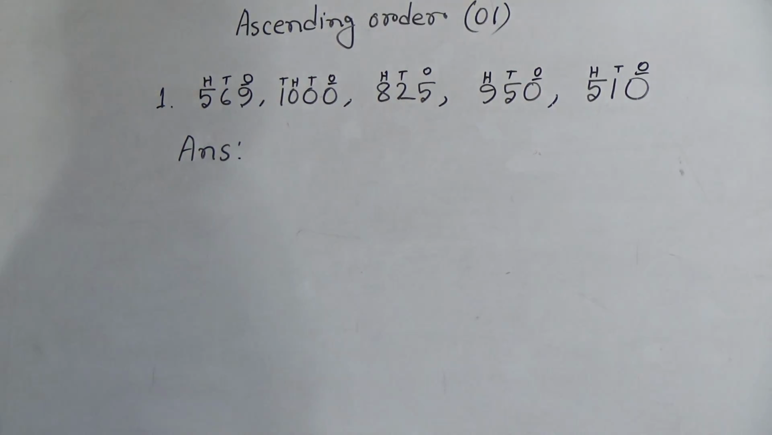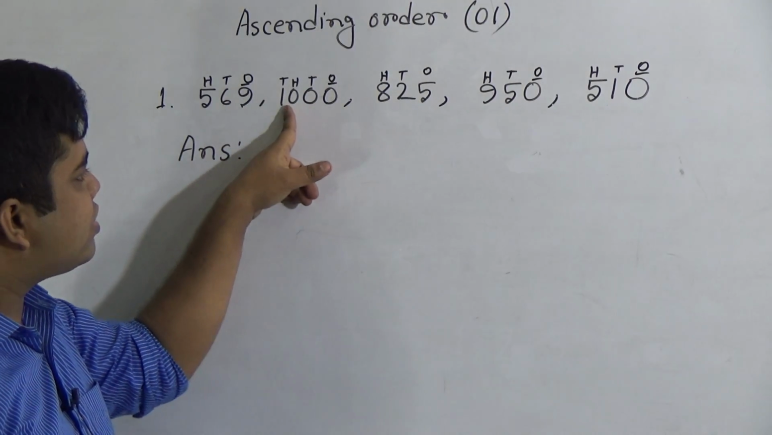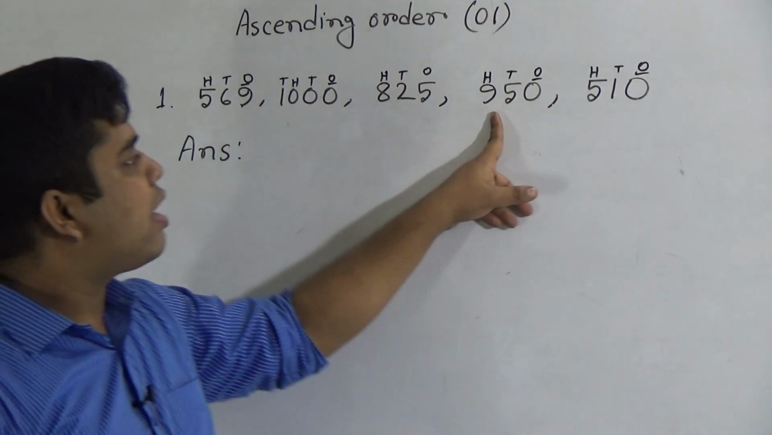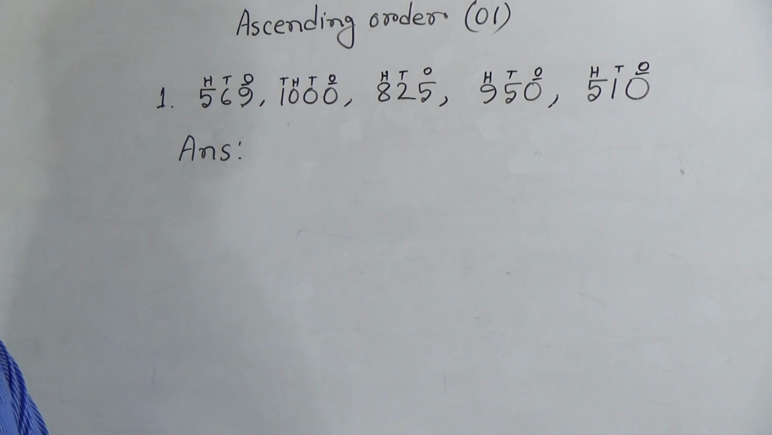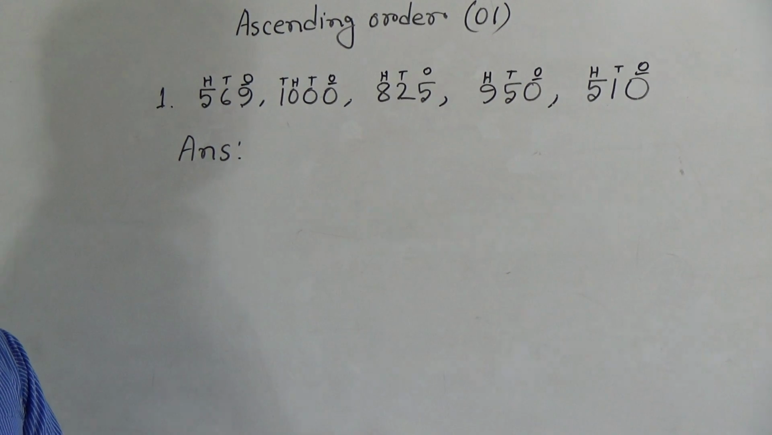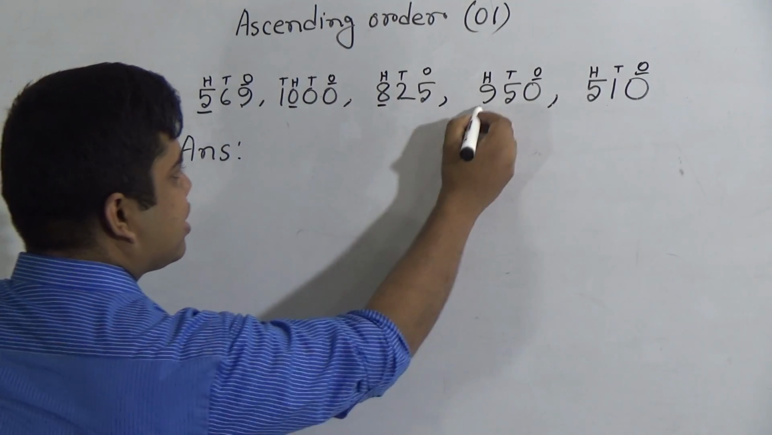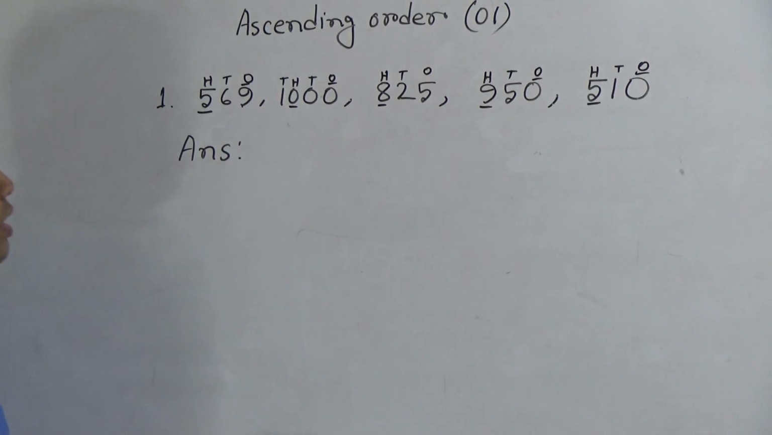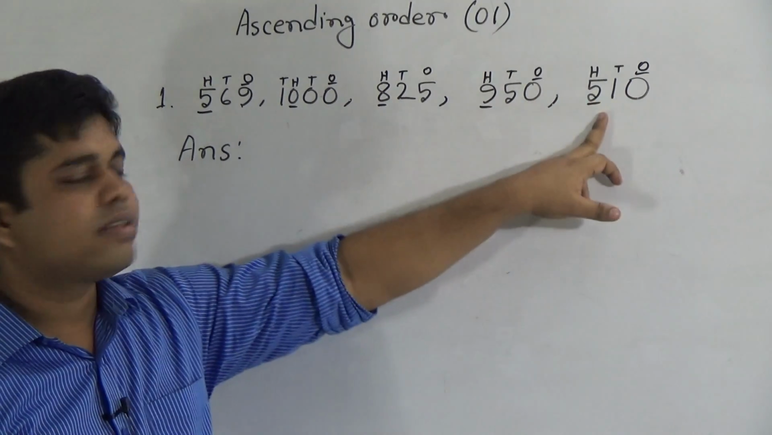Dear students, notice this is 569, 1825, 950 and 510. In order to find out the smallest number, at first we notice the hundred place digits of these numbers. I repeat, at first we notice the hundred place numbers. Here you notice the hundred place digits are 5, 0, 8, 9 and 5.